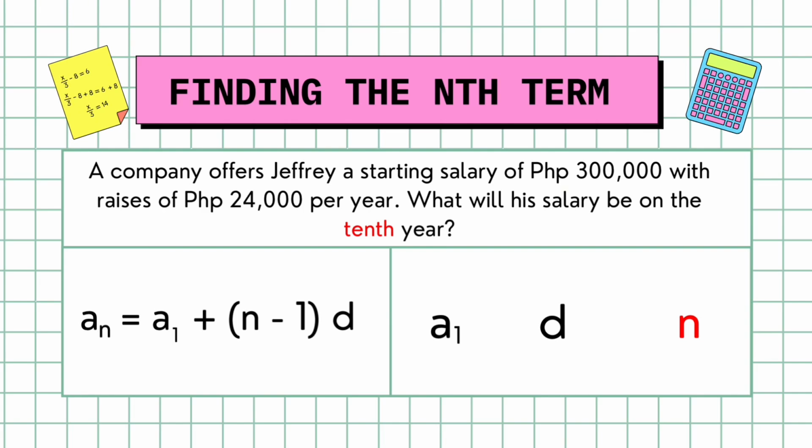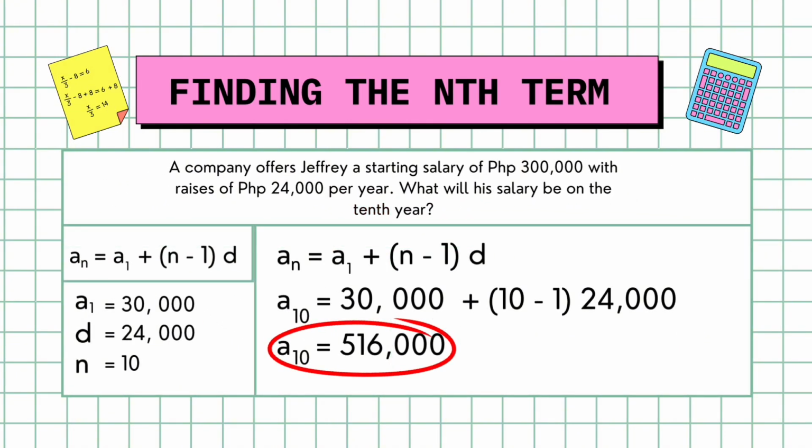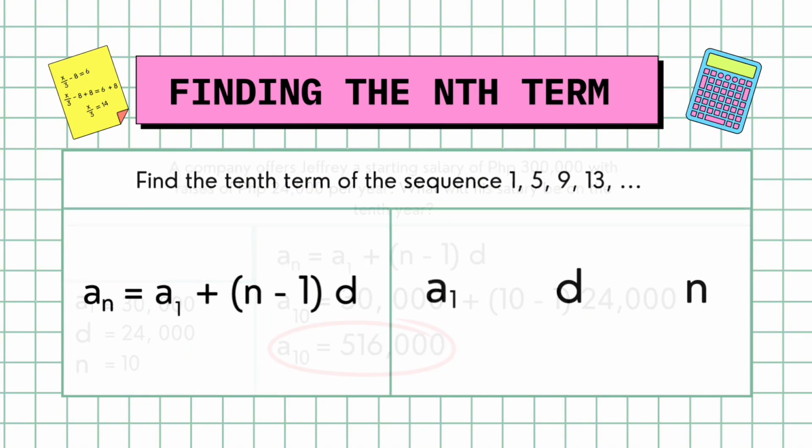So remember, A sub N is different from N. So let us have the solution. A sub N is equal to A sub 1 plus N minus 1 times D. And we plug in our values, so N equals 10. So A sub 10 is equal to 300,000 plus quantity of 10 minus 1 times 24,000, which is 9 times 24,000 plus 300,000, and we will get 516,000. So this is not our final answer, since we will write his final salary in 10 years will be 516,000 pesos, or you can use total salary as well.